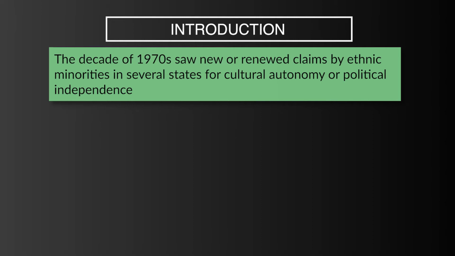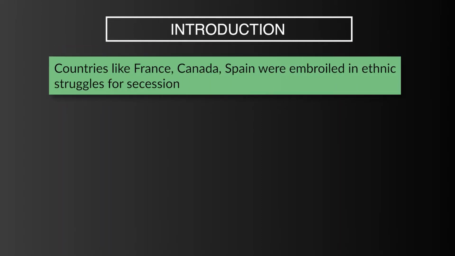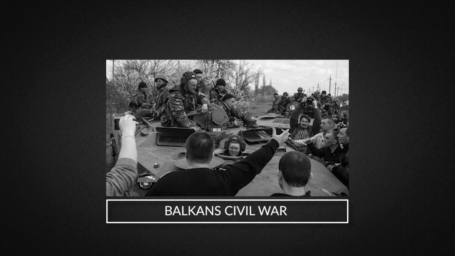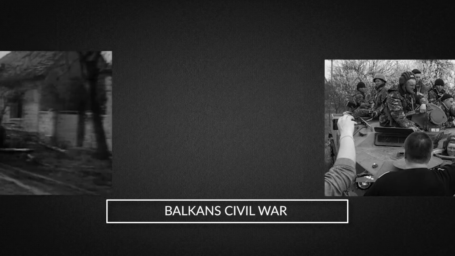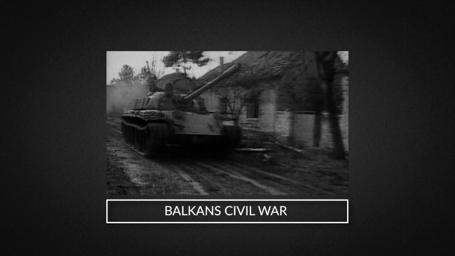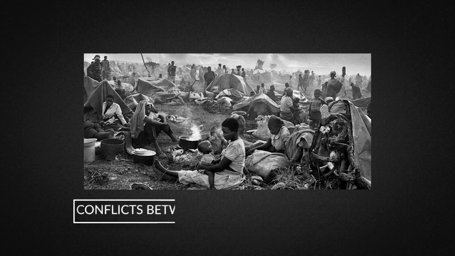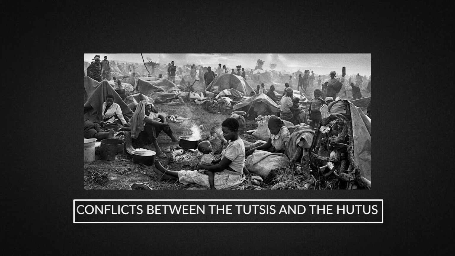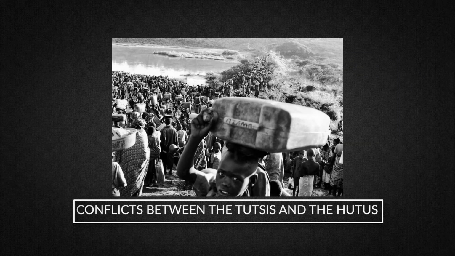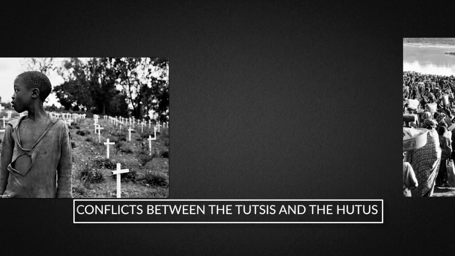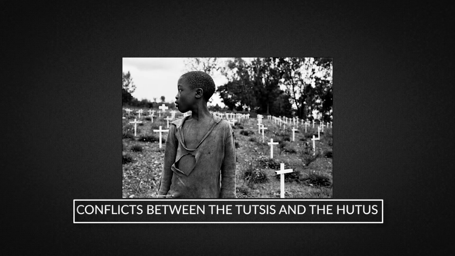Across the world, countries like France, Spain and Canada became embroiled in ethnic struggles for secession. In the 1990s, the Balkans saw very violent conflicts between Serbs, Croats and the Albanians, and in East Africa, Tutsis and the Hutus clashed, creating a genocide in Rwanda and massacres in Burundi.